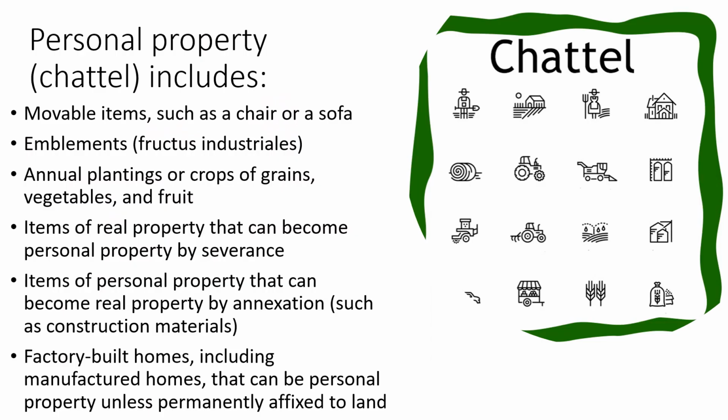Personal property, remember they refer to it a lot of times as chattel, especially in your questions, are movable items such as a chair or a sofa. Emblements, that's like fruit off a tree. Annual plantings of crops or grains, vegetables or fruit. Items of real property that can be personal property by acts of severance. Items of personal property that can become real property by annexation, such as construction materials and factory-built homes, including manufactured homes, that can be personal property unless permanently affixed to the land.